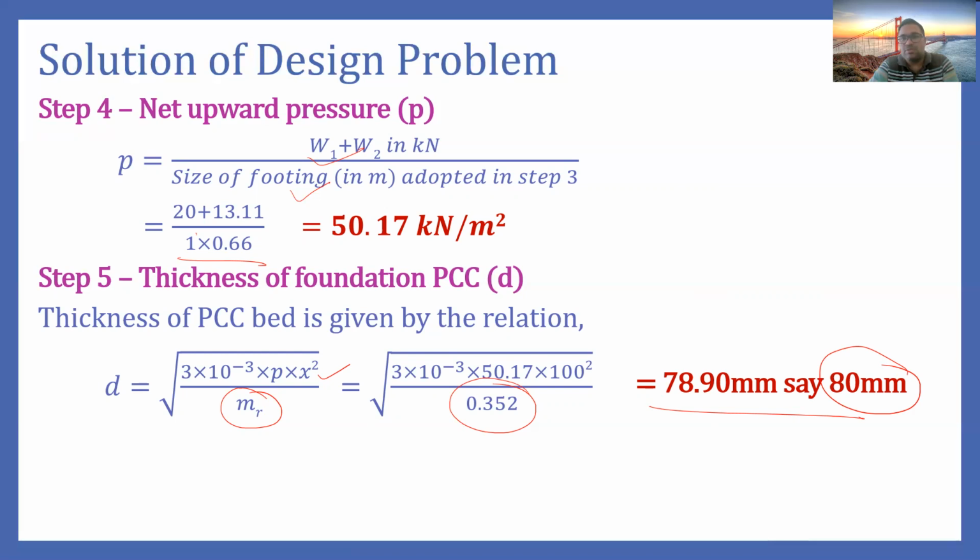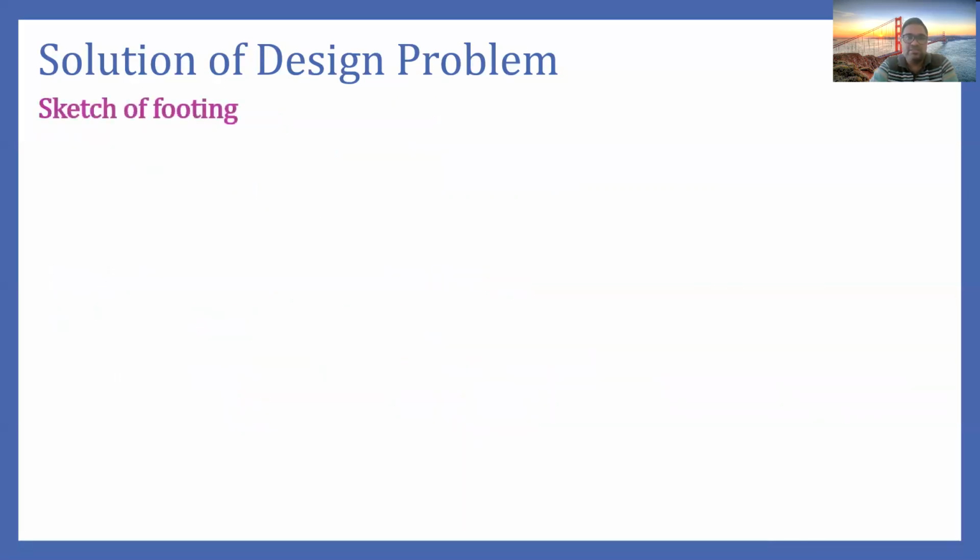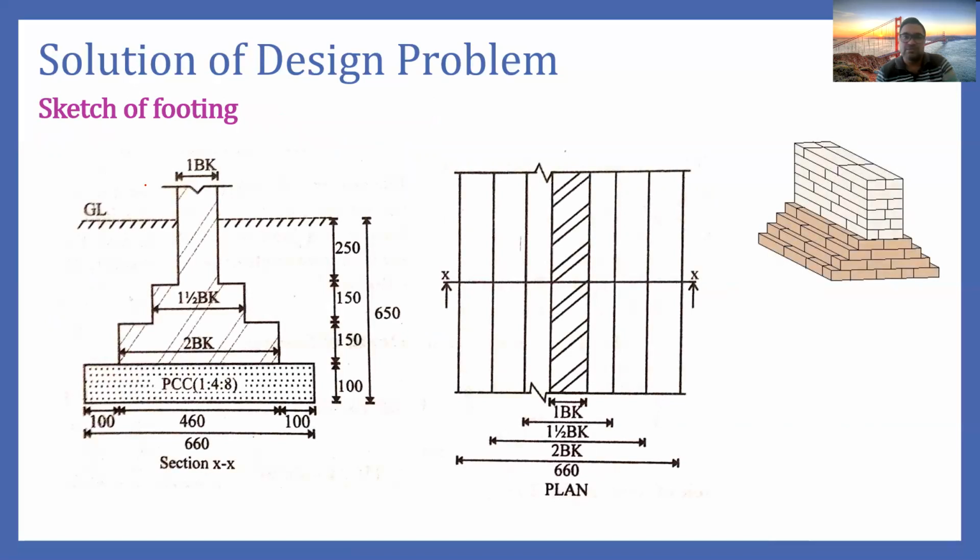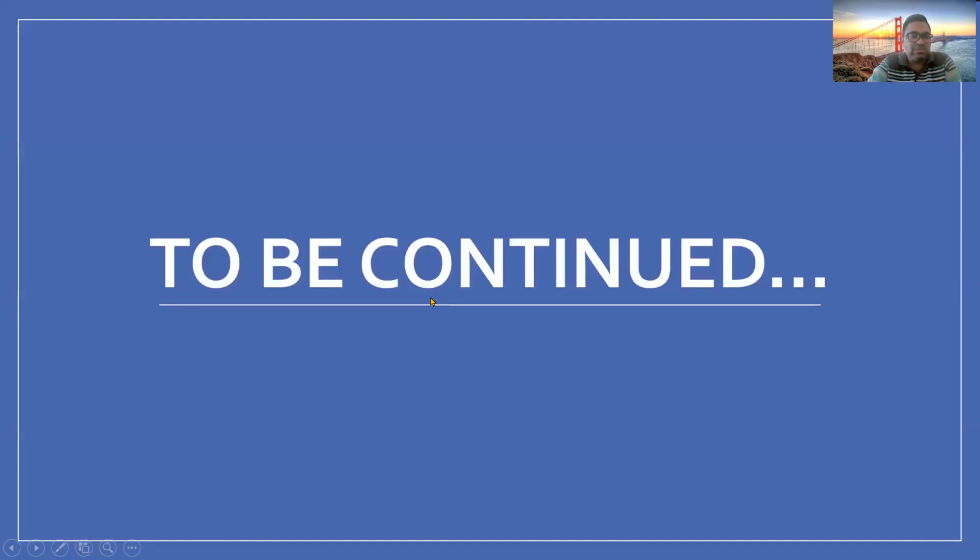The next step is to draw the sketch. The sketch of the footing can be like this. The foundation looks like this, and in the plan it will look like this. This is the dimension 660, and these are the 2 brick step, these are 1.5 brick step, and this one is 1 brick thick. In the section also, you can see the section is cut at the x-axis. So that completes our design problem. We will continue our discussion in the next lecture. Thank you.